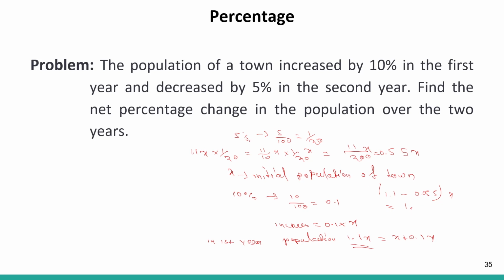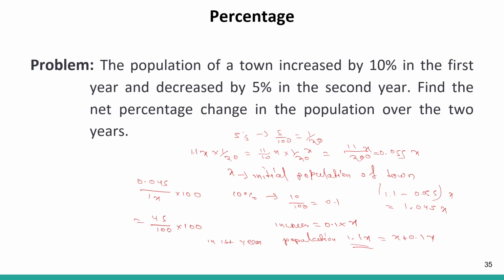Okay, it is 0.55. So 1.1x minus 0.55x is equal to 1.045x. Okay, so this much amount x. So change is what? Change is 0.045x, and the original is 1x. So the percentage change is 0.045 by 1 into 100. Okay, this is 0.045, right?